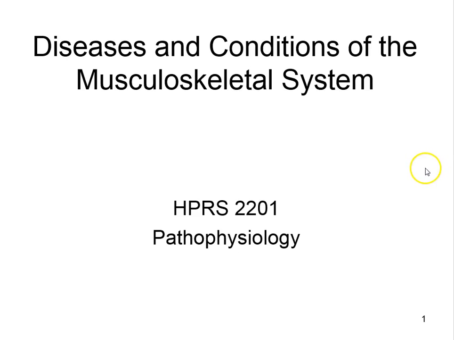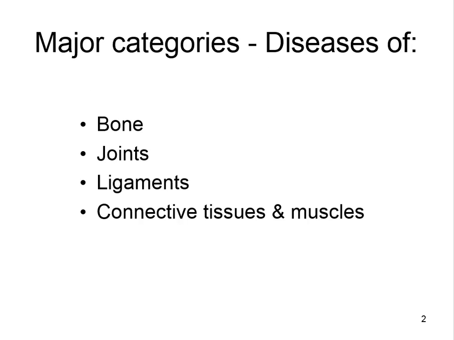Okay, today we're going to talk about diseases and conditions of the musculoskeletal system. They have major categories. We're looking at diseases of the bones, joints, ligaments, connective tissues, and muscles. So there are 206 bones in the skeletal system. It provides physical support and protection for the organs of the body. The actions of muscles and bones allow physical movement, and marrow within the bones produces blood cells. Any pathology of this system greatly affects activities of daily living.